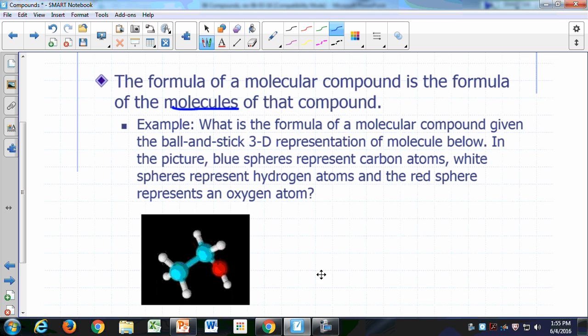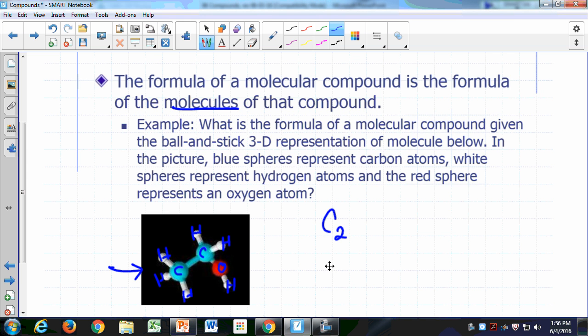So let's look at this example right here. What's the formula of a molecular compound given the ball and stick representations of the molecule below? In the picture, the blue spheres represent carbon atoms. So that's carbon, that looks more green to me. The white spheres are hydrogen. So that's a hydrogen, that's a hydrogen, that's a hydrogen, that's a hydrogen, that's a hydrogen, and that's a hydrogen. And the red sphere is an oxygen. So what would be the formula of the molecular compound made up of these molecules?